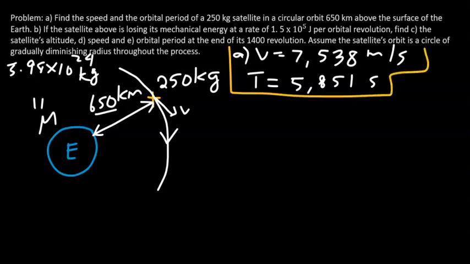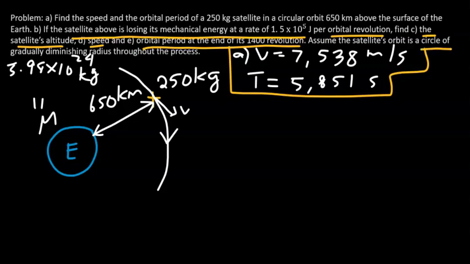Now let's move on to part B. If the satellite above is losing its mechanical energy at a rate of 1.5 times 10 to the power 5 joules per orbital revolution, find the satellite's altitude, the satellite's speed, and its orbital period at the end of its 1,400th revolution. Assume the satellite's orbit is a circle of gradually diminishing radius throughout the process.